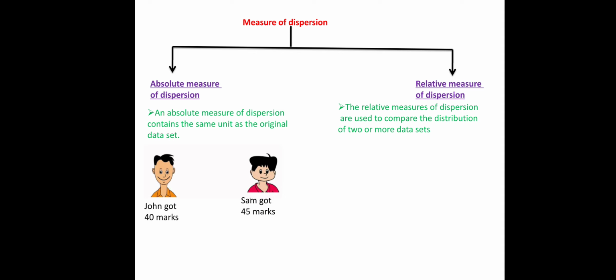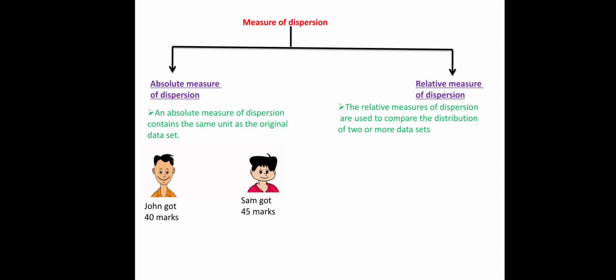Okay, like suppose we have got two kids, John and Sam. John has got 40 marks and Sam has got 45 marks. So who is better, John or Sam? Obviously Sam. Okay, because he got 5 marks more as compared to John. So we all want to be Sam, isn't it? We all want to be a good scorer. Okay, so you also want to be Sam? Yes. Okay, fine, but that was absolute measure. This is the marks they got.